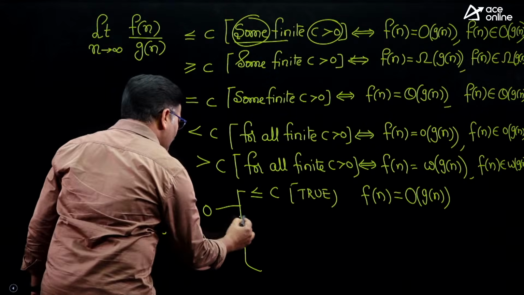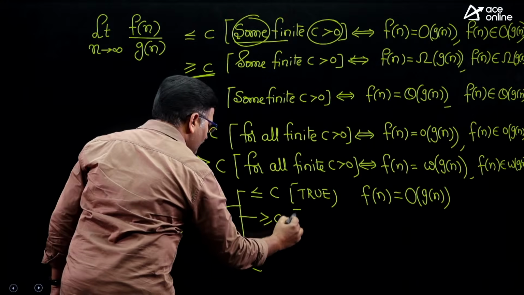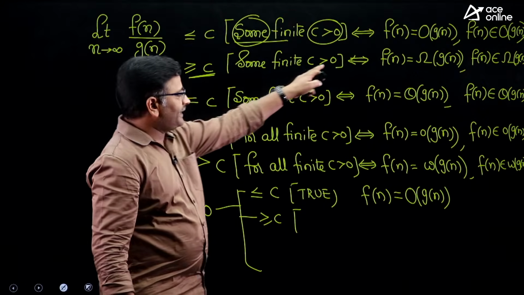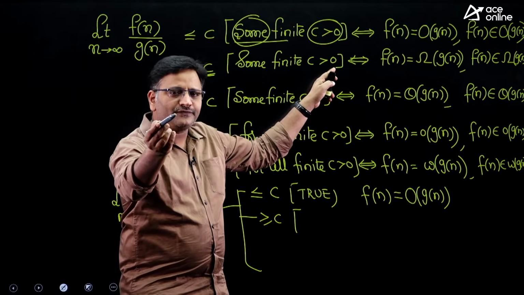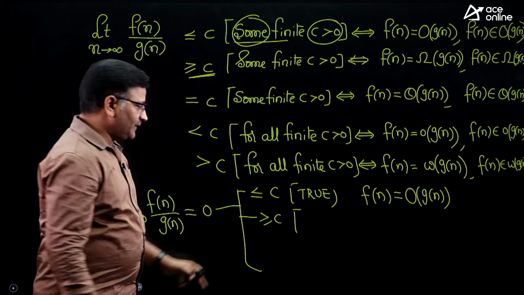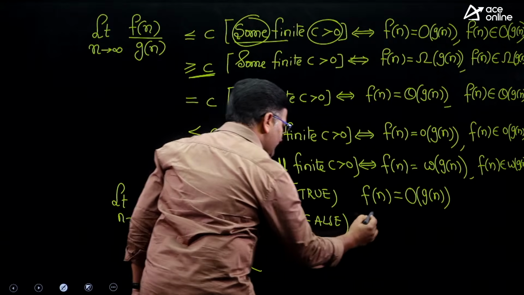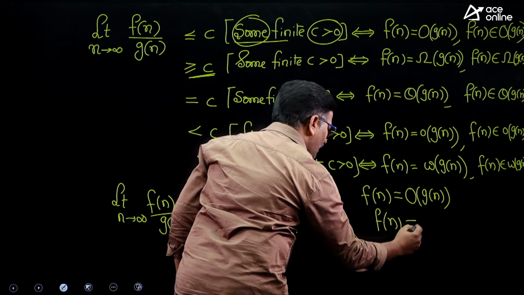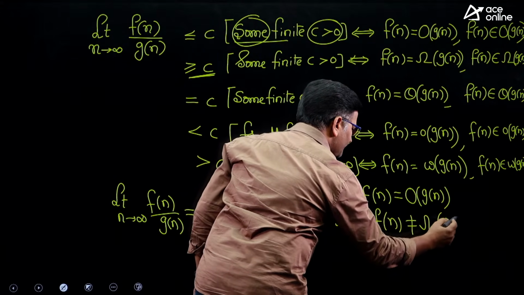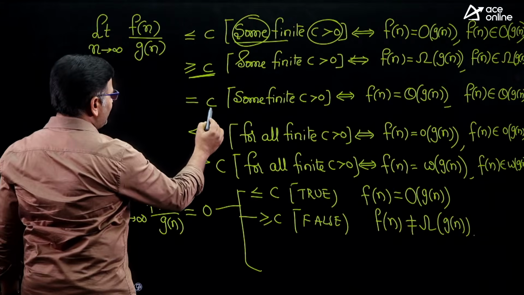And next one, 0 greater than or equal to c. What type of c? Some finite c greater than 0. Suppose if you take c equal to 1, then 0 greater than or equal to 1 is not true, therefore it is false. Once it is false, we can say numerator is not equal to omega of g of n, right friends.